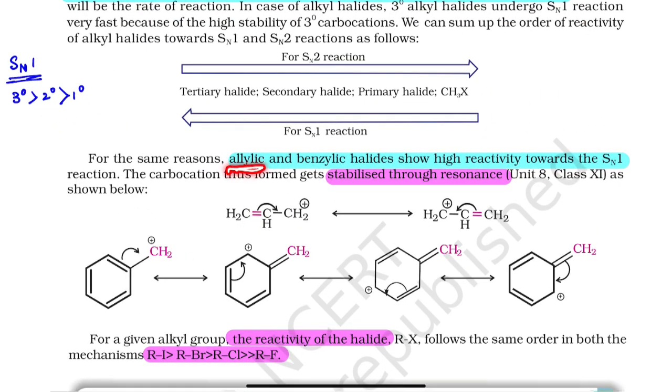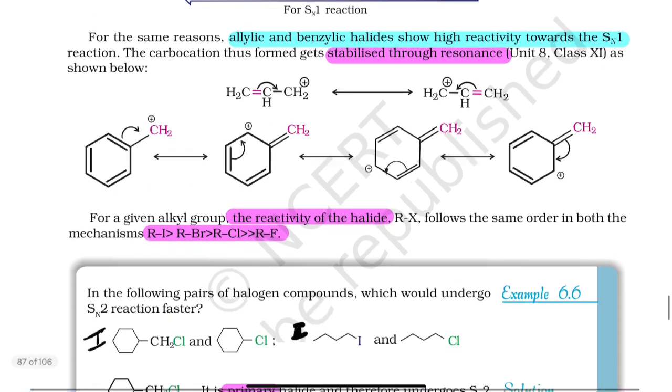And then allylic and benzylic halides show high reactivity towards SN1 reaction, because you know that in the allylic carbon, see here, if a carbocation is formed here, it is stabilized by resonance. Even here in benzylic halide, if a carbocation is formed here, it is stabilized by resonance. Therefore, they prefer to undergo SN1 reaction.